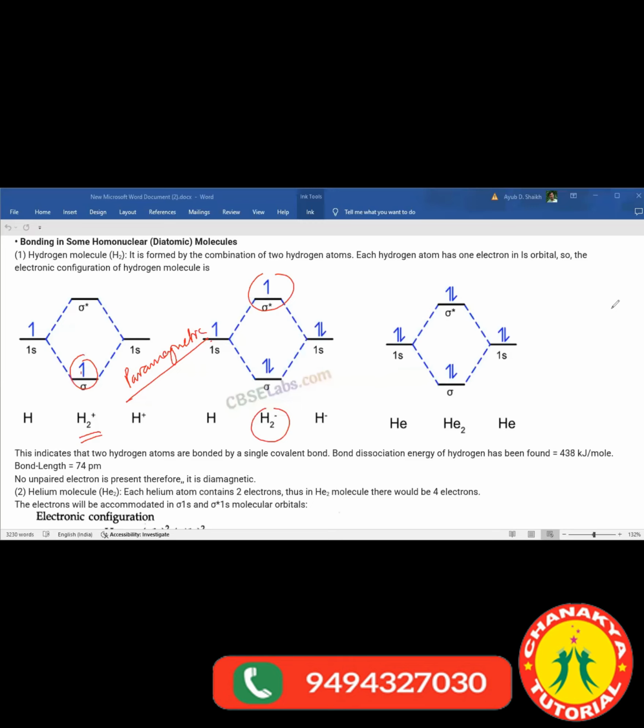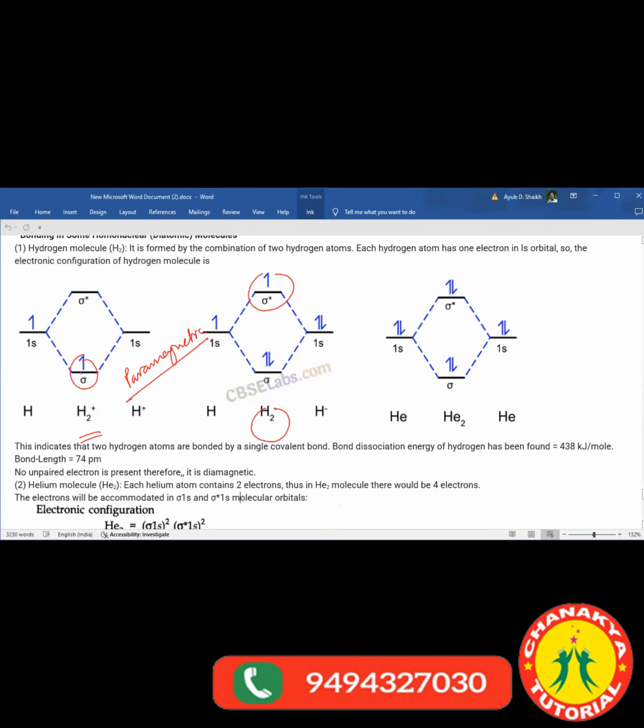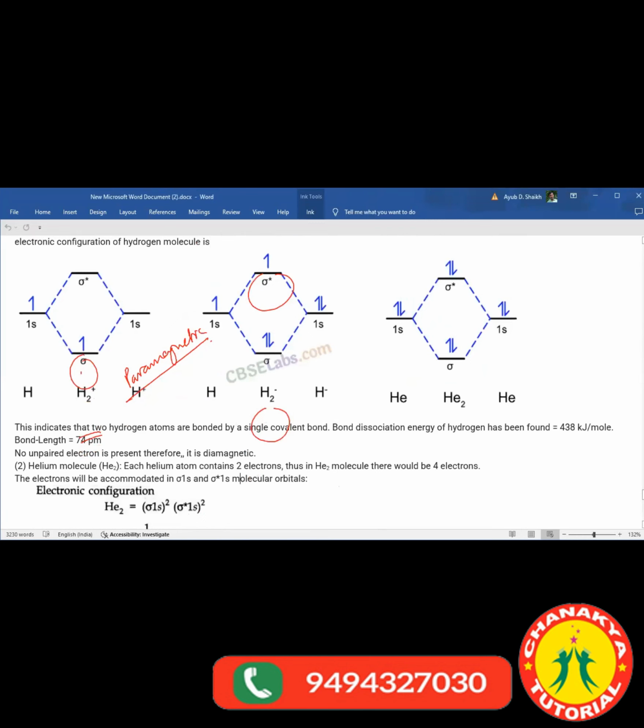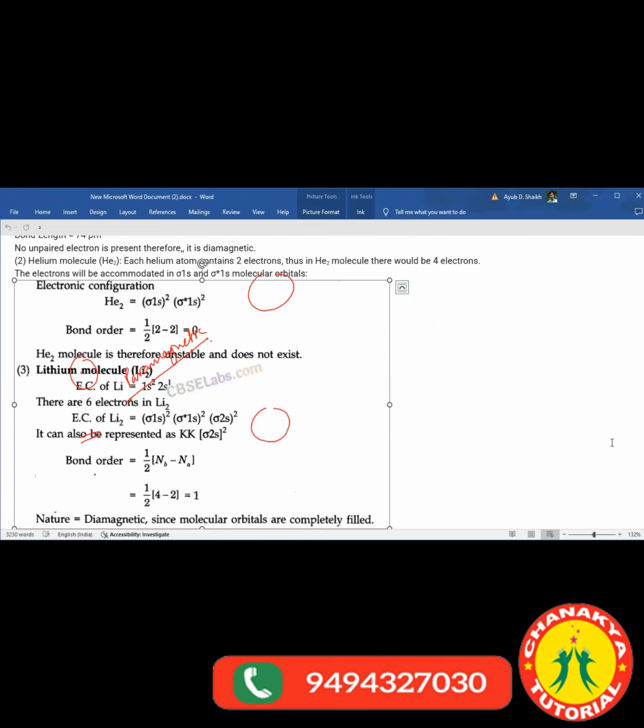Now we'll move down. We have to check the electronic configuration. Check it here, electronic configuration of He2: sigma 1s2, sigma star 1s2. Correct? And bond order would be 1/2 into 2 minus 2, that would be 0. 2 minus 2 is 0 because in sigma 1s2, how many electrons were there? 2. Sigma star 1s2, how many electrons were there? 2. So 1/2 into 0 is equal to 0. The He2 molecule is therefore unstable and does not exist. The bond order can be 0.